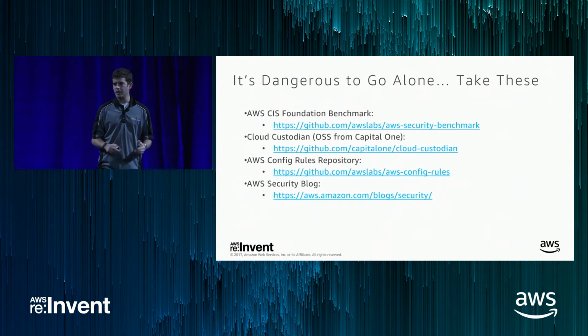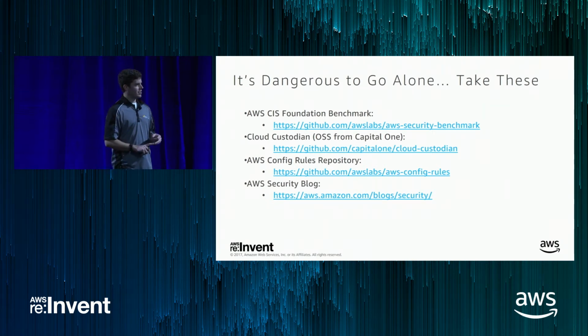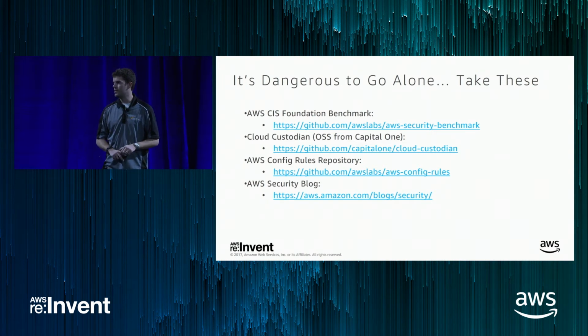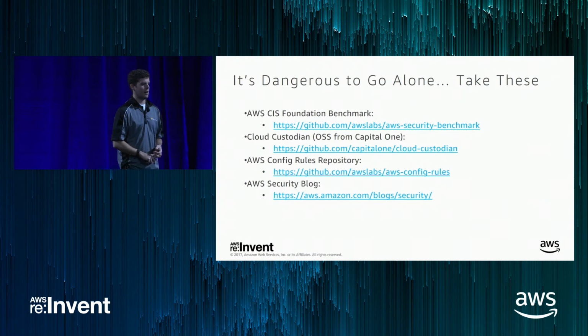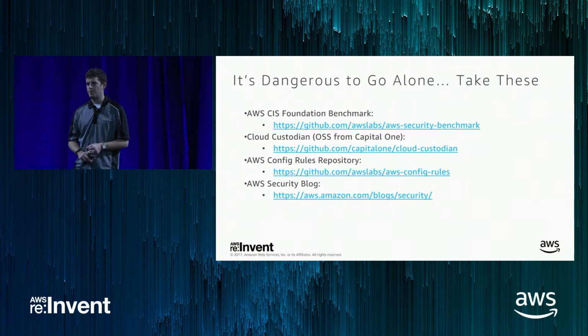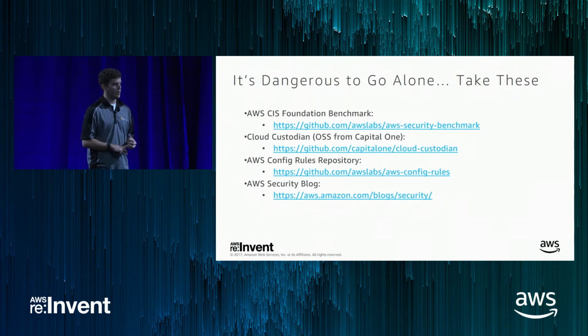Cloud Custodian is a really awesome open source project from our friends at Capital One that has a slew of different capabilities around CloudWatch events and Lambda functions to define compliance within your accounts and report status of that compliance. Config rules, and Config is a service that I've mentioned already, and there's a great repository that we've published of a slew of example Config rules written for Lambda that can evaluate different configuration changes within your account.